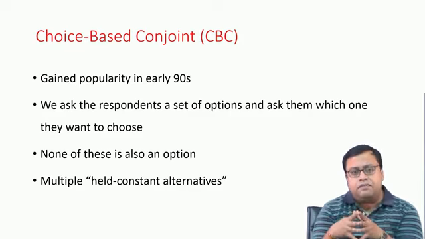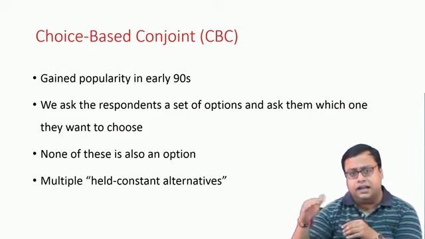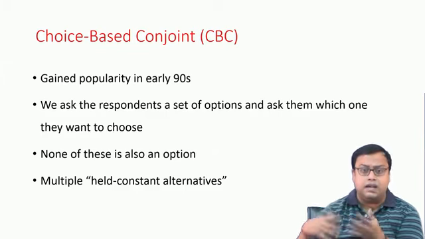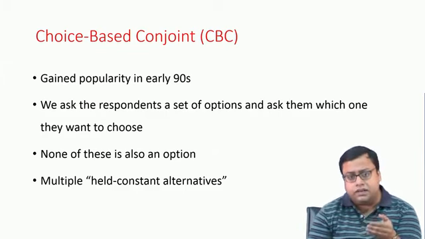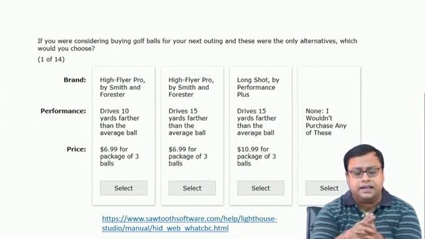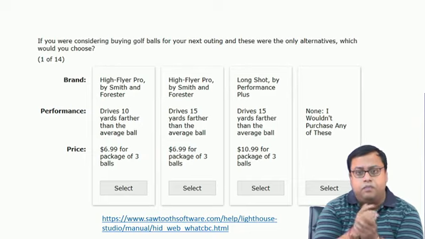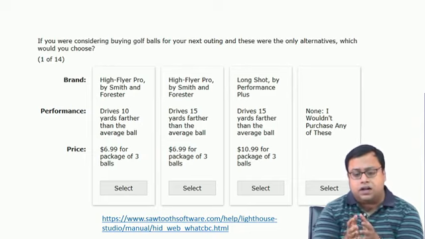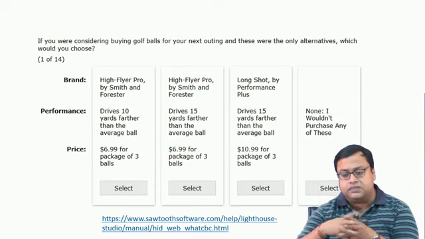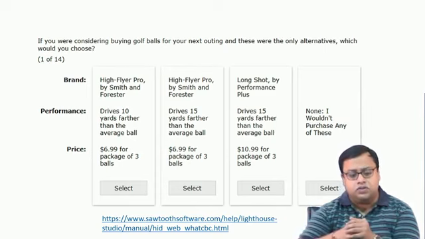And we can also have multiple held constant alternatives. So you can have certain alternatives which are held constant, and you can have multiple such things when you are giving the options. So this is how it looks like. Let us say it is written that if you are considering buying golf balls for your next outing, and these were the only alternatives available, there are no other alternatives available, which one would you choose?